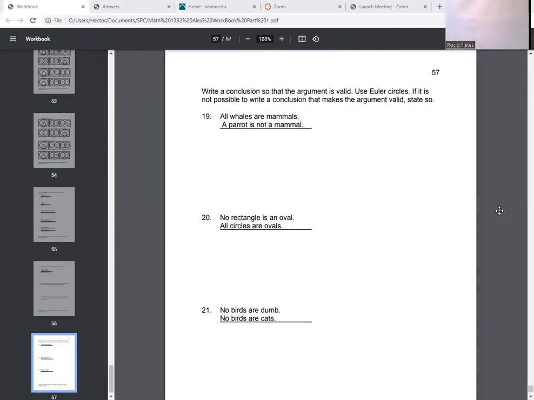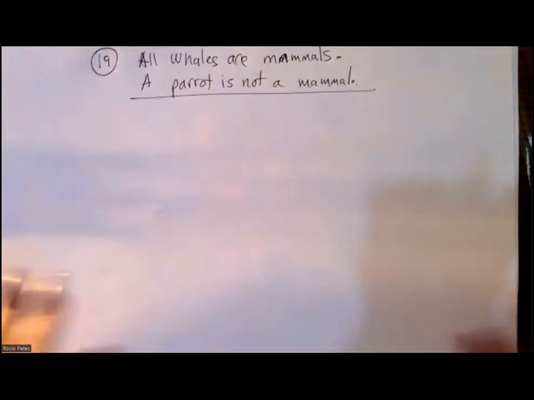So let's take a look at 19. And what do we have? 19. All whales are mammals. A parrot is not a mammal. And then we're going to see if we can come up with a conclusion. So first, let's draw the Euler diagram.